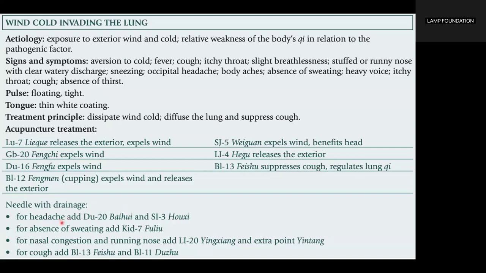If there is headache, we add Du 20 and SI3. For absence of sweating, we add Kidney 7. If there is nasal congestion and runny nose, we add LI20 and the extra point Yintang. For cough, we add Bladder 13 and Bladder 11.